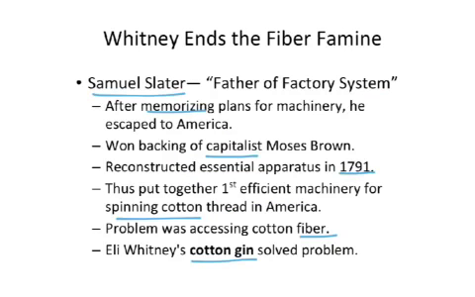Samuel Slater is known as the father of the factory system. He memorized the plans on how to build the factory machinery and then escaped to America. He won the backing of capitalist Moses Brown, and he reconstructed the essential apparatus and parts in 1790. And this put together the first efficient machinery for spinning cotton thread in America.